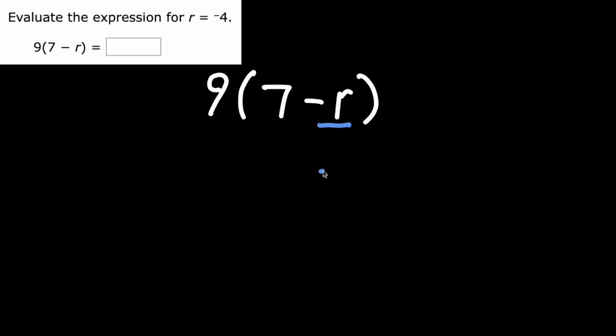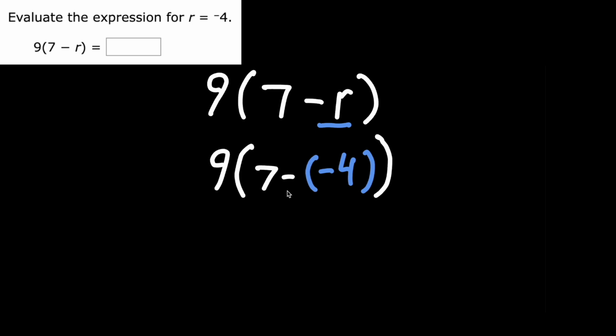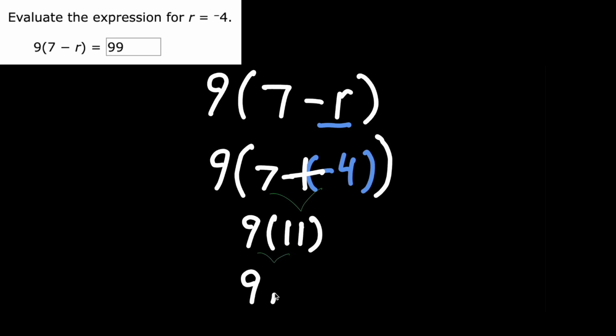Next we have to substitute -4 for r. Seeing as it's in the parentheses, we have to solve that first. We have 7 minus -4. Remember that minus negative turns into plus, so we have 7 plus 4 to give us 11, and then lastly we multiply by 9 to make 99.